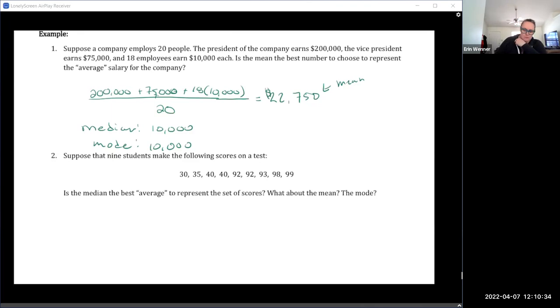Okay, so the mean for this, we add them all up and divide, we end up with 68.7 repeating or approximately 68.8. The median, since there's 9 values, we don't have to average any. And so the median is going to be a 92, and then the mode is 40.